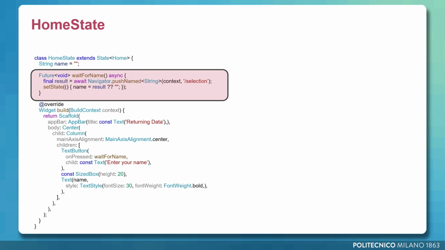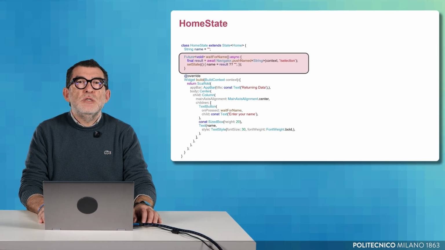When waitForName executes, it calls Navigator.pushNamed<String> and uses context and /selection as parameters. The String specifies the expected return type of the route. This means that the future returned by pushNamed will complete with a string value or null. This improves type safety and avoids working with dynamic. Because the function is marked with async, it returns a Future<void>. This is required since all asynchronous functions return a future.